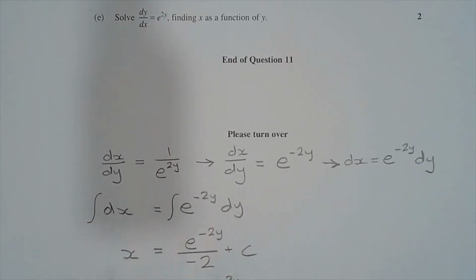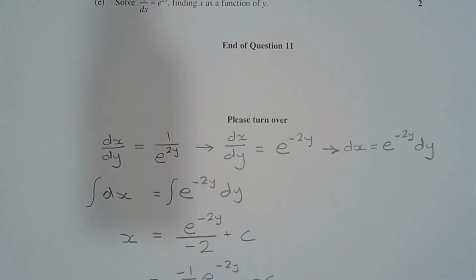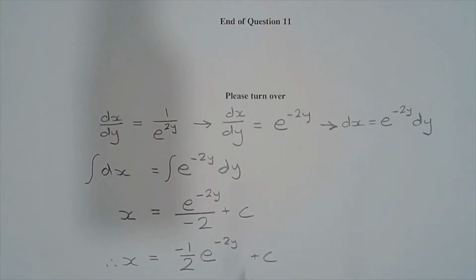Integrating both sides of that equation, we have the integral of dx is equal to the integral of e to the power of negative 2y dy. Now the integral of dx is x, and the integral of e to the power of negative 2y with respect to y is e to the power of negative 2y over negative 2 plus c. And simplifying this equation, we have x is equal to negative half multiplied by e to the power of negative 2y plus c.